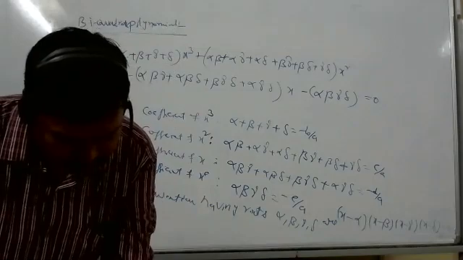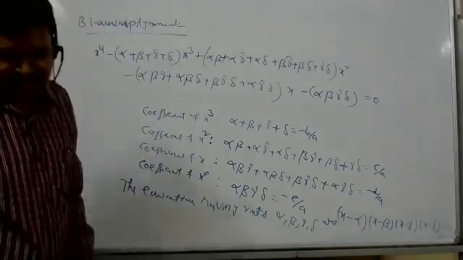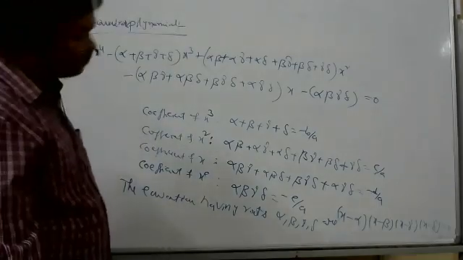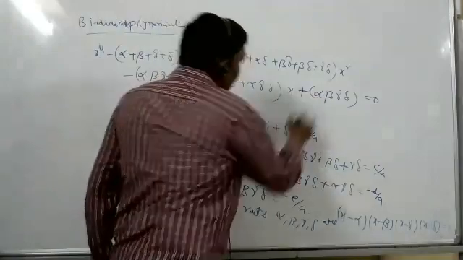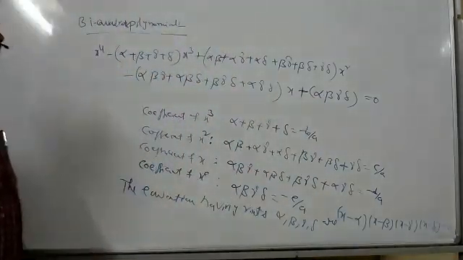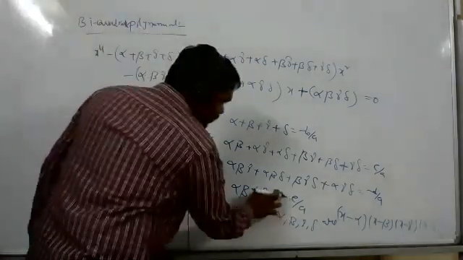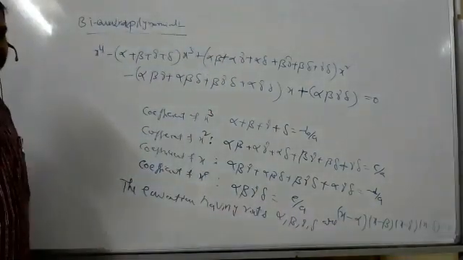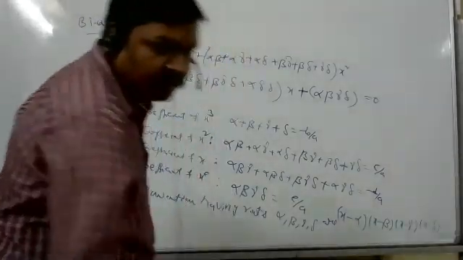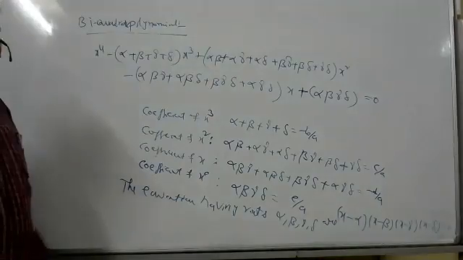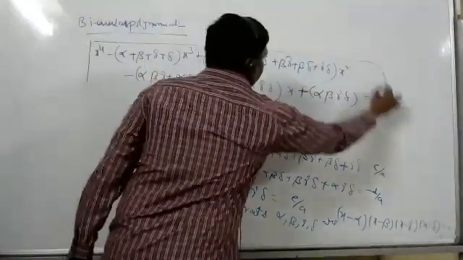Sir, it should be positive e by a only, sir. Plus e by a, na? Multiply alpha, beta, gamma, delta. Yes, sir. Okay. Positive e by a. This is the equation, biquadratic.